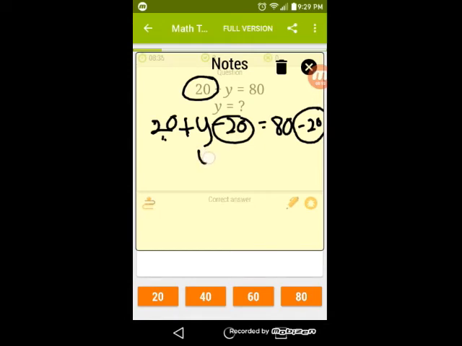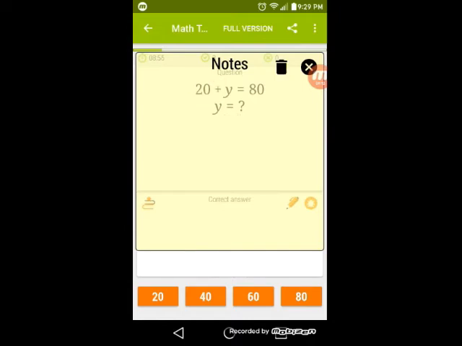And you're left with y on this side, because these two have cancelled out. You know, 20 minus 20 is 0, so there's no need writing it down. You're left with y. 80 minus 20 is equal to 60. Or if we were to choose the shorter way, you got that? Okay.